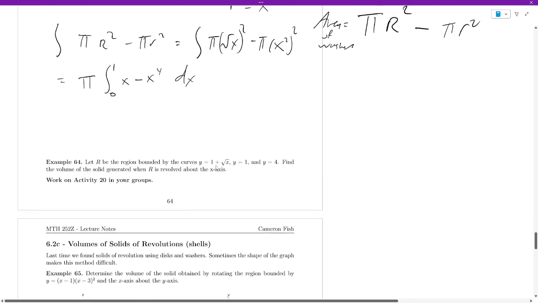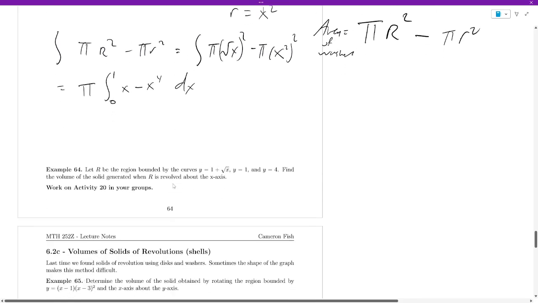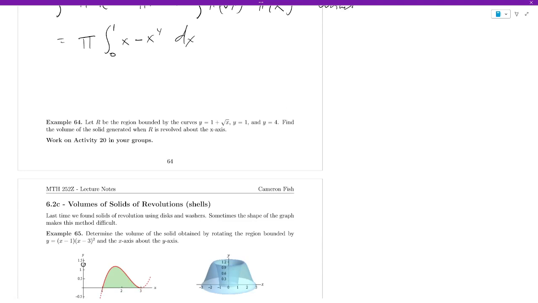Cool. So I think I have one more example right here. Let's have R be the region bounded by these curves and find the solid generated. So let's take a look. I'm just going to draw this picture. Y is 1 plus root x. So it'll look like root x, but shifted up by 1. So there's a 1 right there. Y equals 1, so that's going to look like this. And y equals 4. So let's put a 4 here and it looks like this. This keeps going.